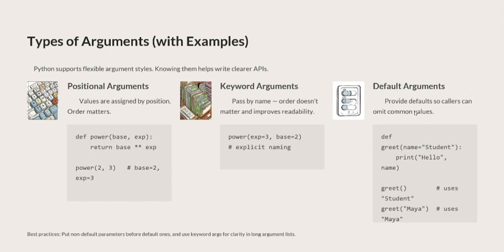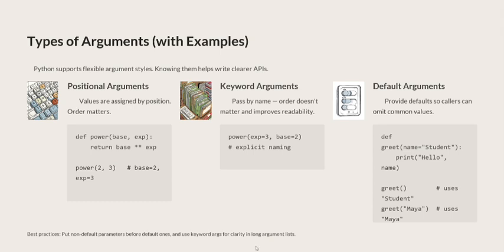Okay, so here you can see the example. def greet(name="student"). Here we have given a default value to name. Now if we call greet() with no argument, Python uses the default value, and the output will be hello student. But if we call greet("Maya"), Python replaces the default value and the output will be hello Maya. So default arguments make parameters optional. They are useful when we have a common value but still want the option to change it.